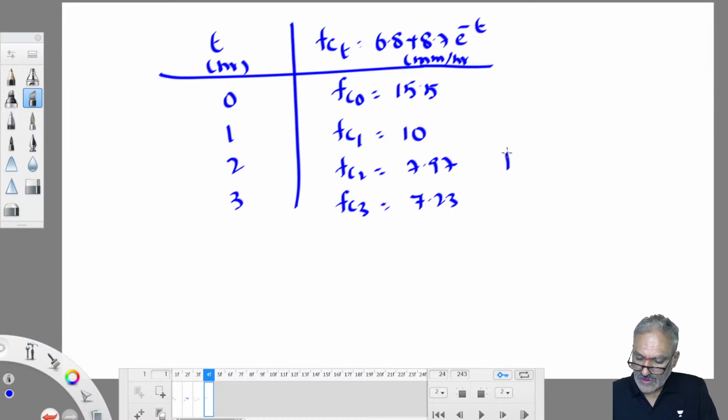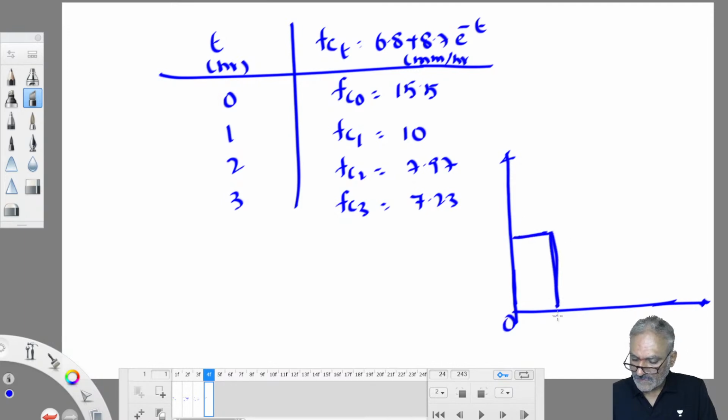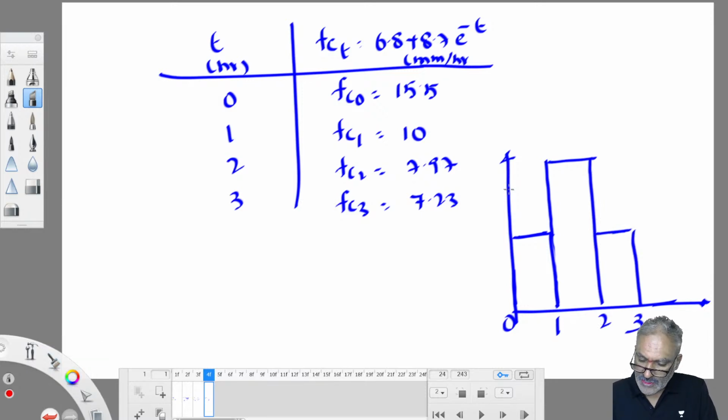So if I superimpose Horton's curve over the rainfall hydrograph, this is 10 mm per hour from 0 to 1, 20 mm per hour from 1 to 2, and 2 to 3, again 10 mm per hour. The FC values I substituted: it started at 15.5, this is FC naught. Exactly after 1 hour it is 10, after 2 hours it is 7.97, after 3 hours it is 7.23, and if we join all these points, we get Horton's curve.